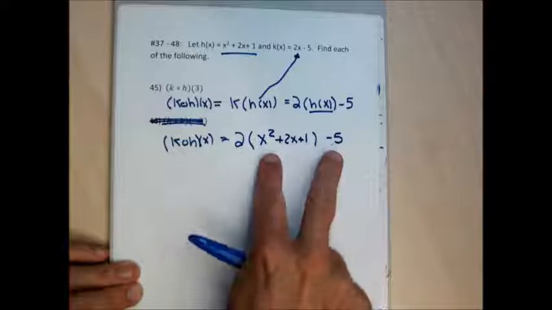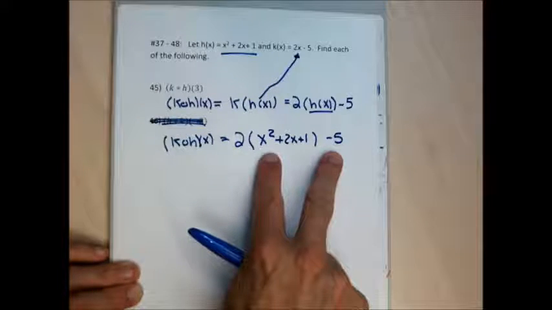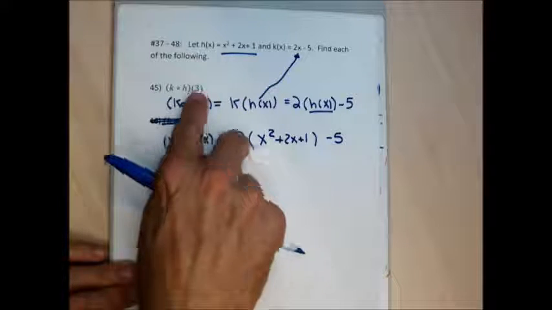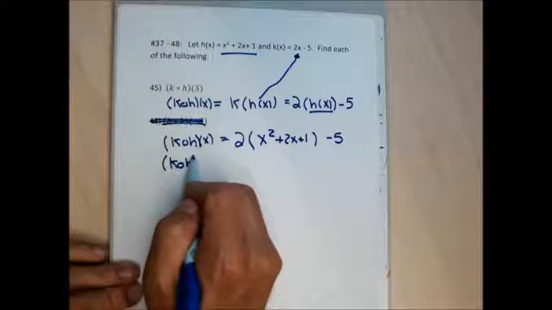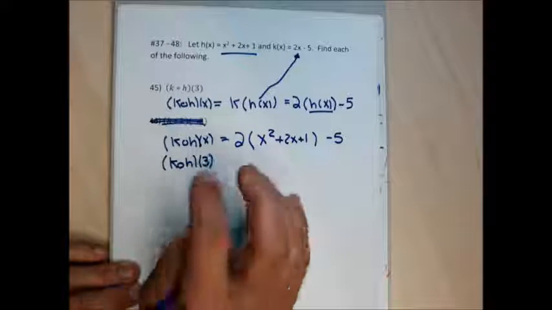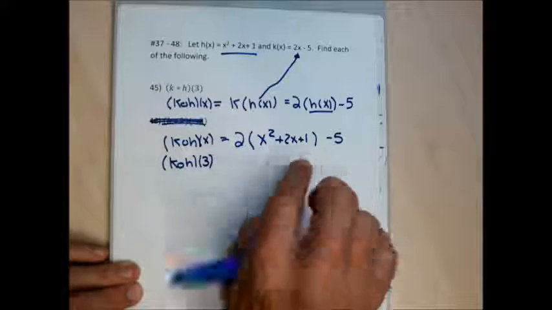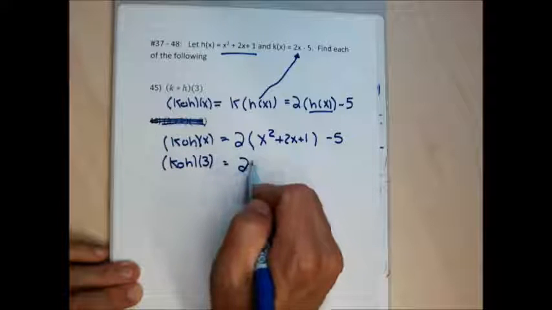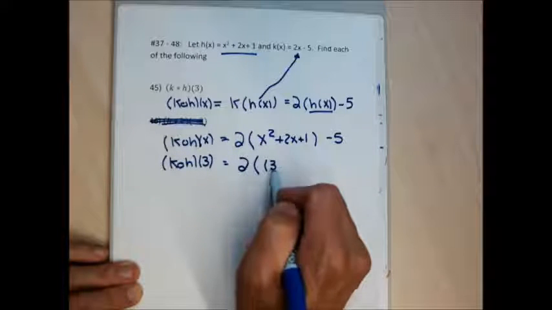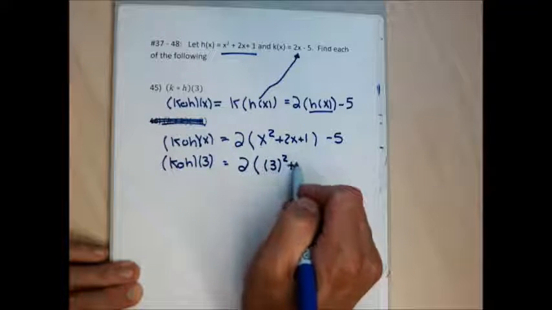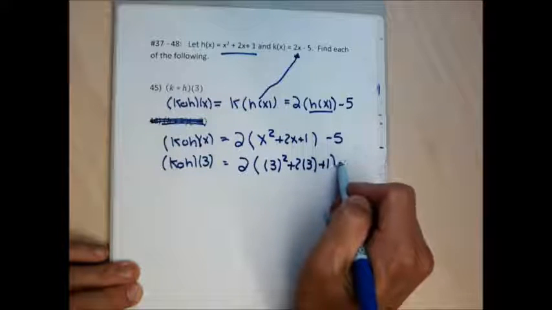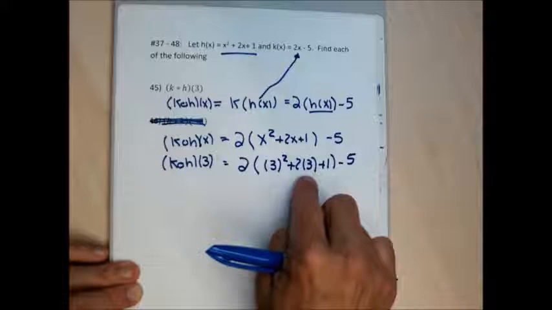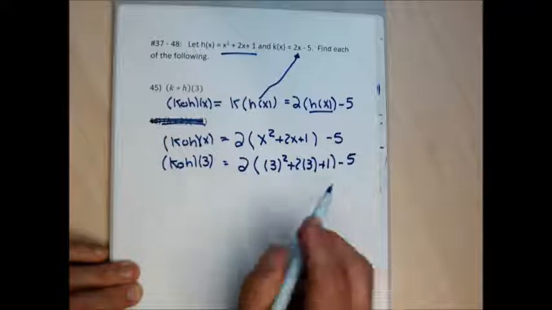This is an unsimplified version with the x, and now I need to deal with the number in the problem, which is 3. I'm going to change the x to the number 3 on the left-hand side and change those x's on the right-hand side to 3 as well. So I'll get 2 times 3 squared plus 2 times 3 plus 1 minus 5, 9, 15, 16. I think this is 27.